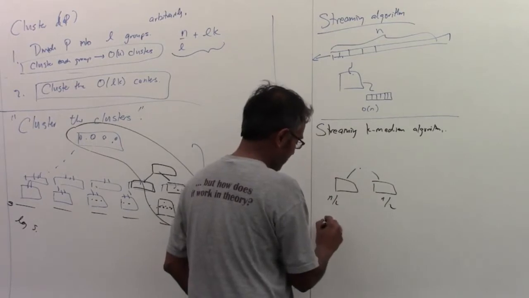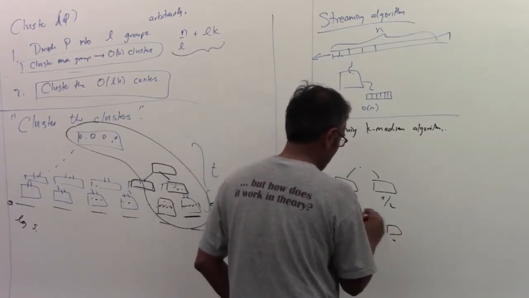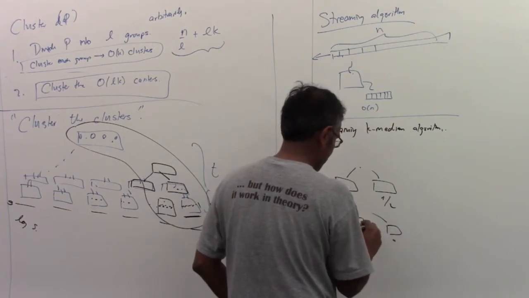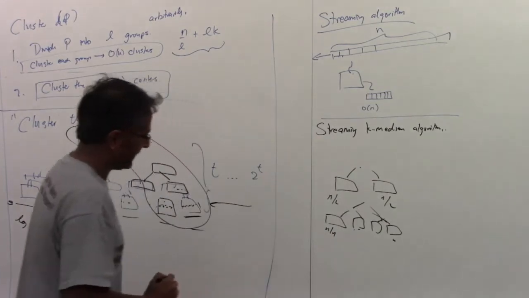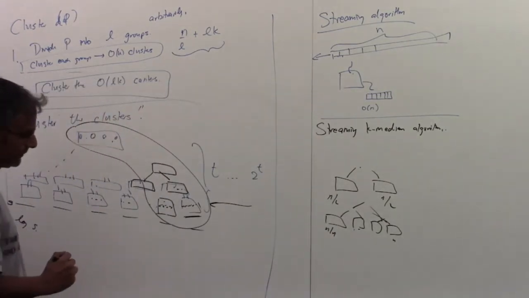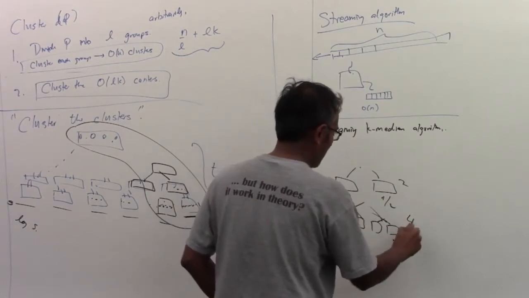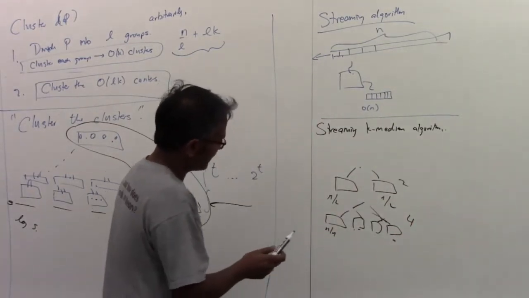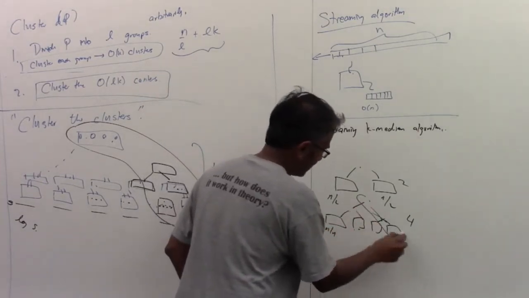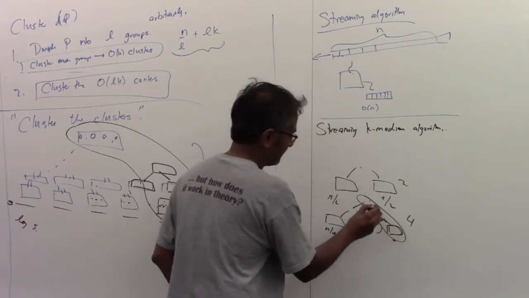If you have n over 4, you do two levels here, 2 levels here, 2 levels here, and so this gives you an error 2, this gives you an error 4, and again, you put it there, and the amount of space you need is 4 times the size of each individual bucket here.